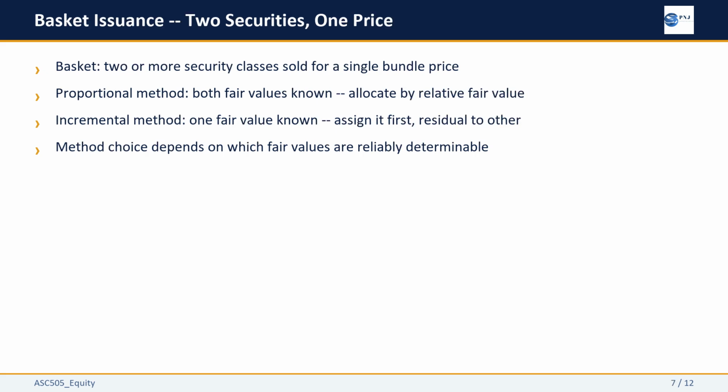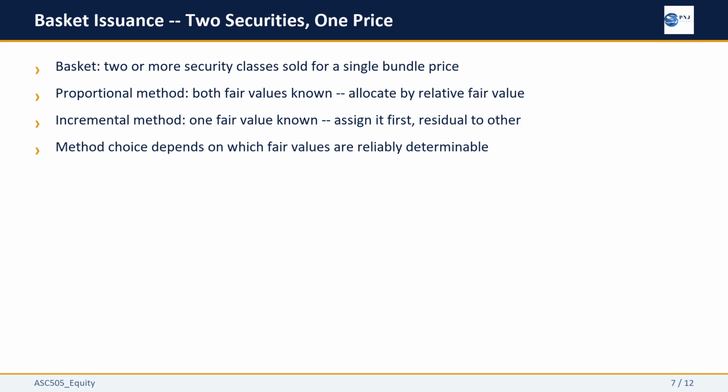A basket issuance occurs when two or more classes of securities, for example, bonds and warrants, or common and preferred shares, are sold together for a single combined price. You need to allocate that total price between the components. Two methods apply. The proportional method is used when both securities have known fair values.